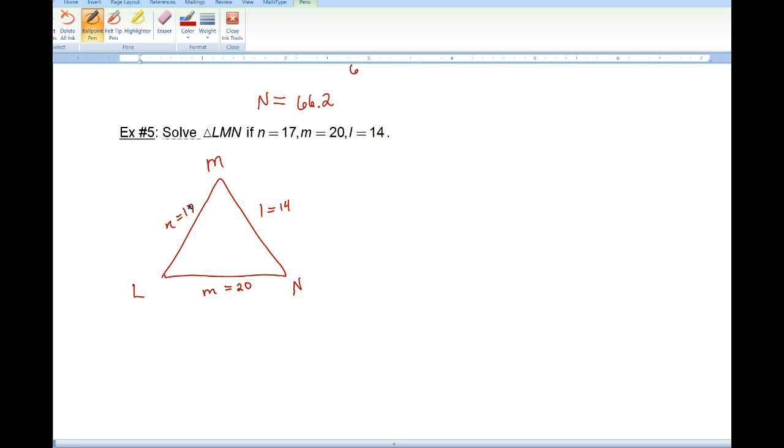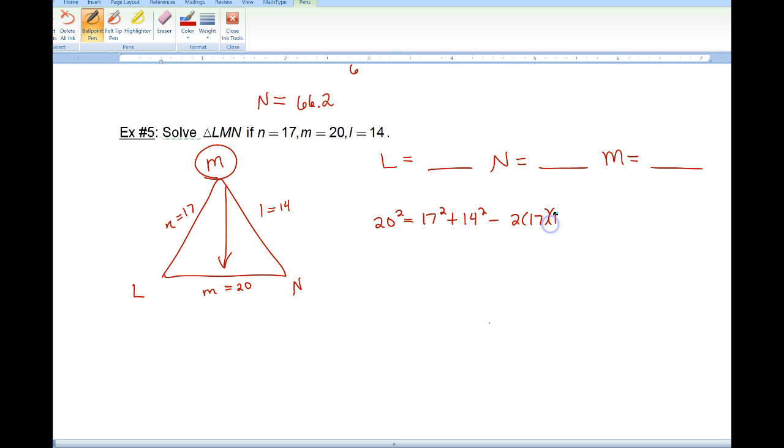Okay, this one is side, side, side. So I'm going to choose the largest side, which is M. So that means I'm going to look at finding angle M. So it's going to be cosine of, or sorry, not cosine of M. That's going to go on the other side. It's going to be 20 squared equals 17 squared plus 14 squared minus 2 times 17 times 14 times cosine of M.